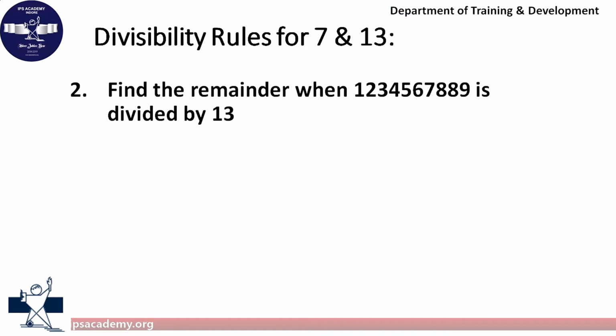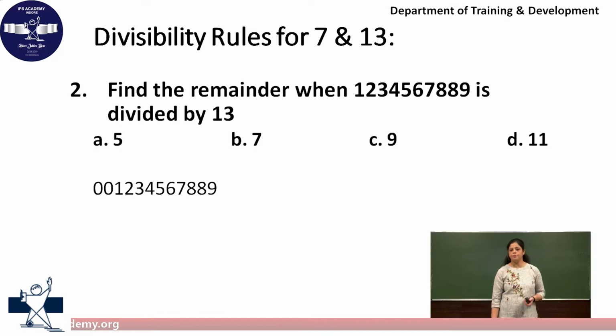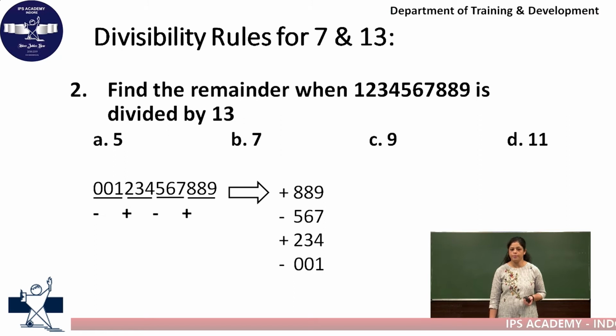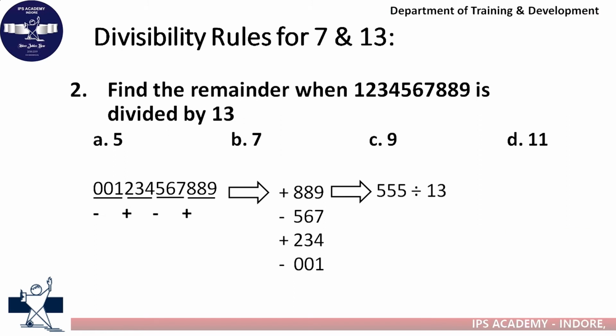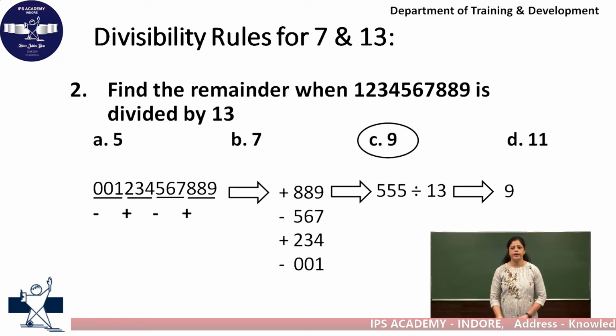So similarly for 13, we can make the groups of 3. And now you can see the last number 1 is remaining alone. So that's why we have to add 2 zeros to make the group of 3. Then it will be a complete group. And plus minus. Then do the arithmetic operation of it. See what answer you are getting. Divide it by 13. You will get the answer as 9. So that is your final remainder.